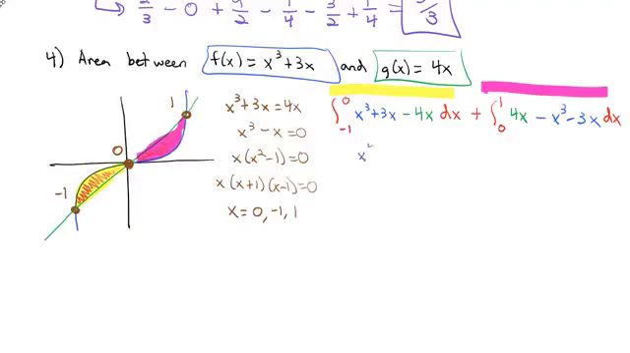We know that's going to be x to the 4th divided by 4 plus 3x squared divided by 2 minus 4x squared divided by 2. Actually, 4 divided by 2 is 2. So I'm just going to say 2x squared. That's being integrated from -1 to 0. Plus the second half, we get x squared divided by 2, which makes it 2x squared, minus x to the 4th divided by 4, minus 3x squared divided by 2. And that's integrated from 0 to 1.